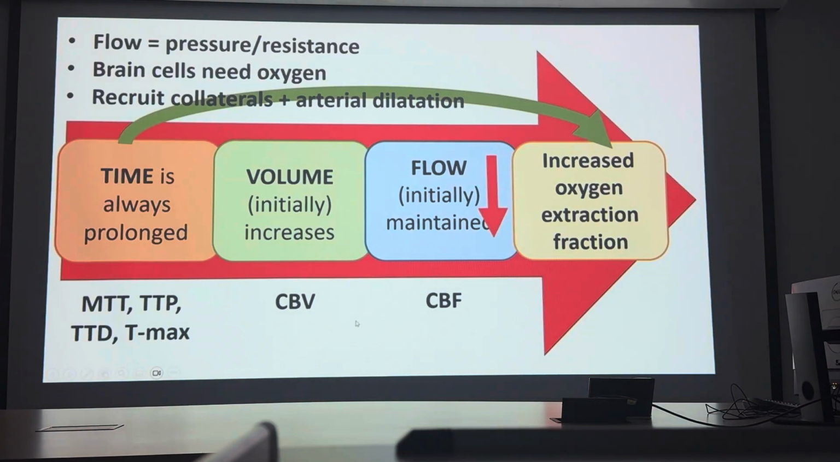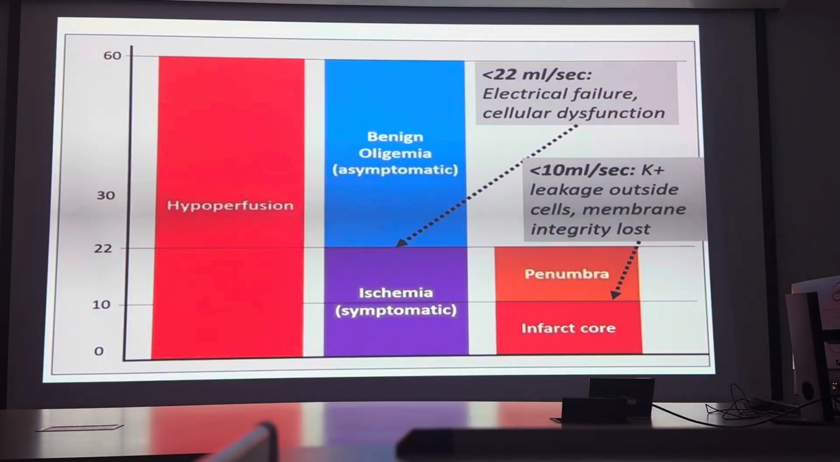Let's go into detail on the effect on the parameters. The time, as we agreed, is increased, so all parameters of time assessment in perfusion scan will be increased. The volume by arterial dilatation will initially be increased. The flow, which is the most important, is initially maintained by this simple autoregulation process, and subsequently the delivery and extraction of oxygen. And the cell will maintain its function in that period of time.